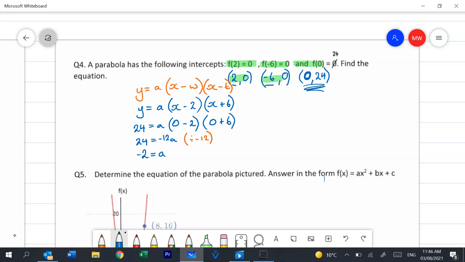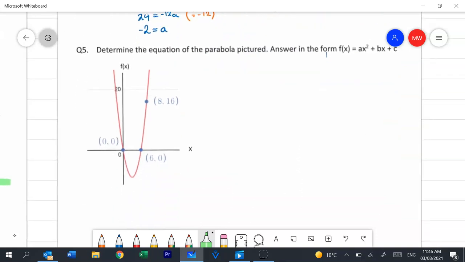Now all we need to do is write out our equation. So y equals our a value of minus 2, and then we go back to this part of the equation here, and we write it in blue, not green, (x minus 2)(x plus 6), and we've written our equation. Alrighty. Moving on to question 5.